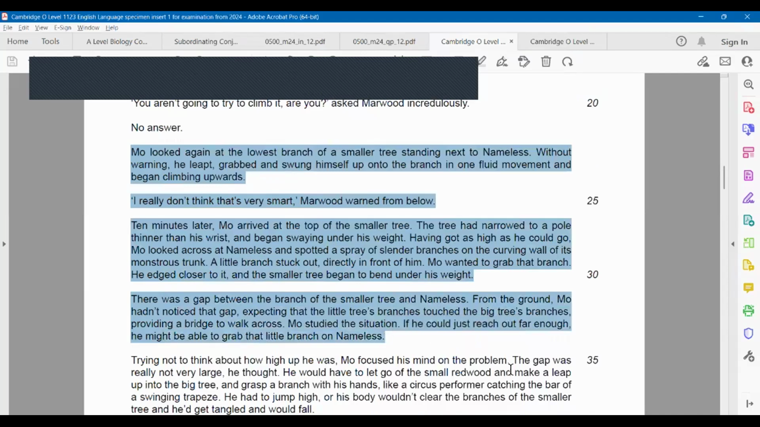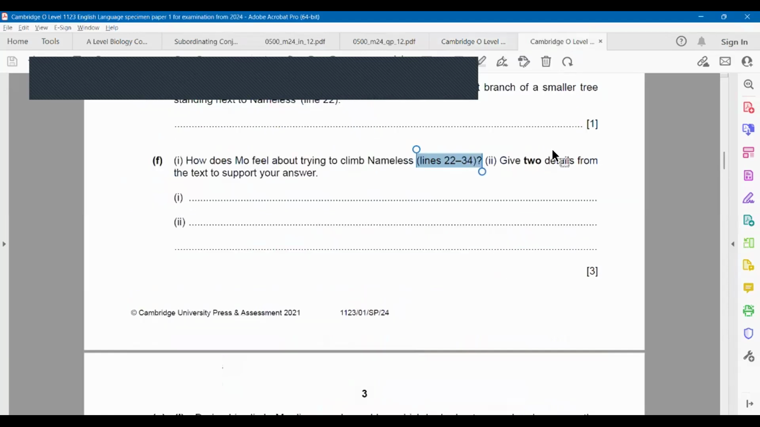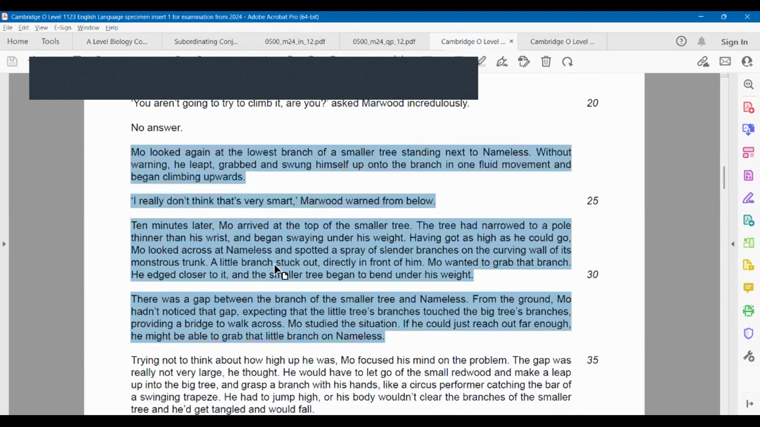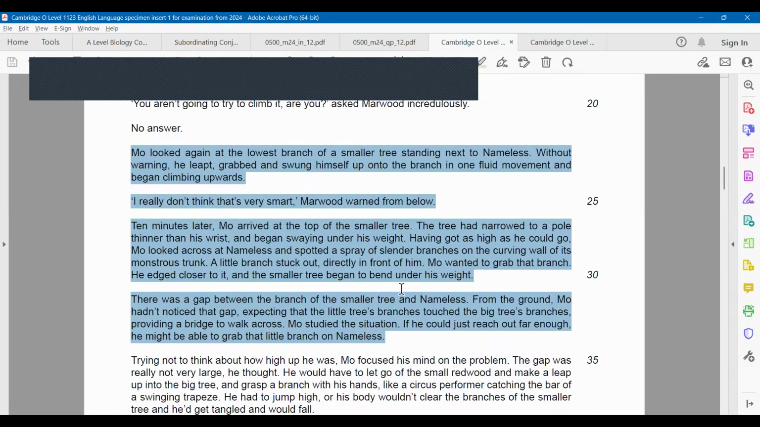Okay, so this is the part of the text where you're going to find the answer. Now, if we break this up and we look at it carefully, and that's what's expected, how does he feel about trying to climb Nameless? That is not given directly. If you read this part of the text, you will see that that feeling is not given in so many words. It's hinted, it's something you need to figure out.